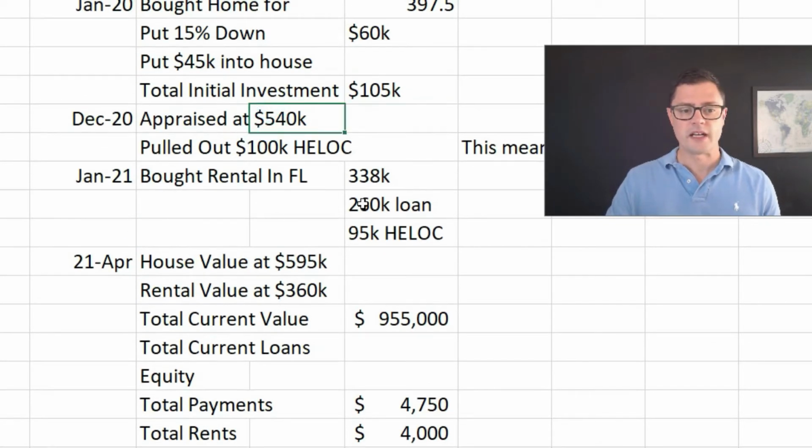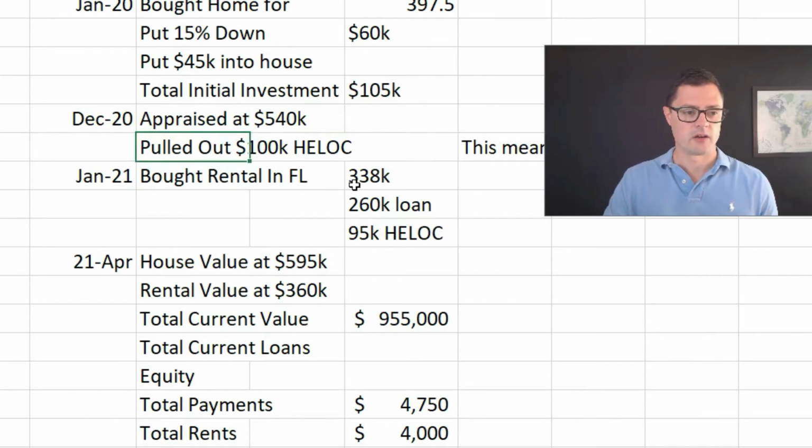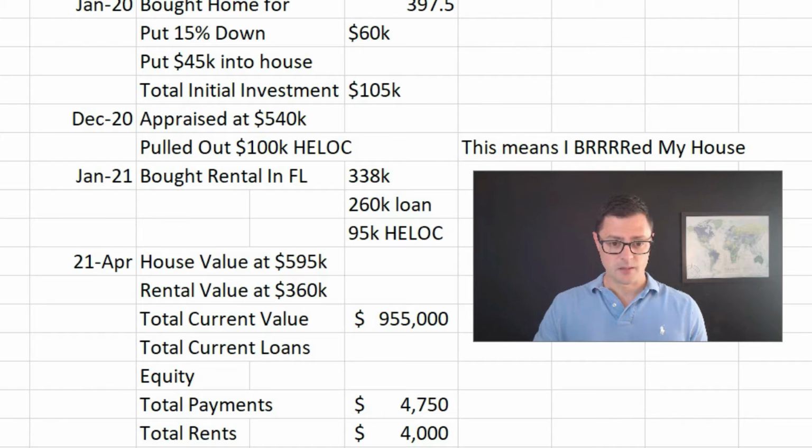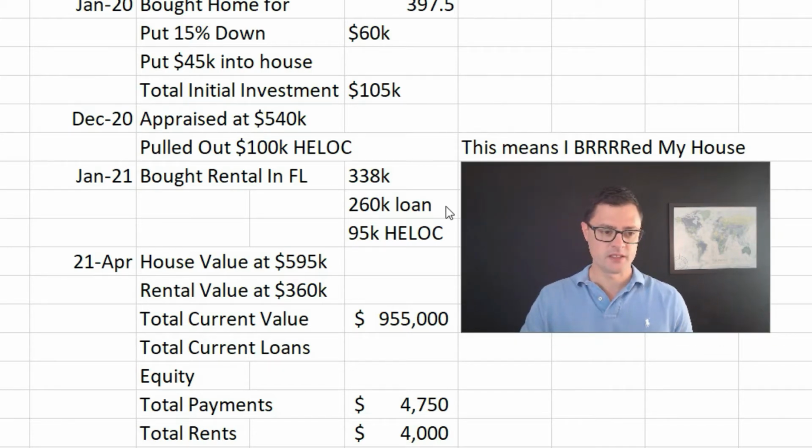So we appraised the house at $540,000 by the bank late winter, and then we got a HELOC for $100K. So this means I BRRRR'd my house. And if you're not familiar with BRRRR, I got some videos on that as well, but basically that means I pulled all the cash out that I put in.